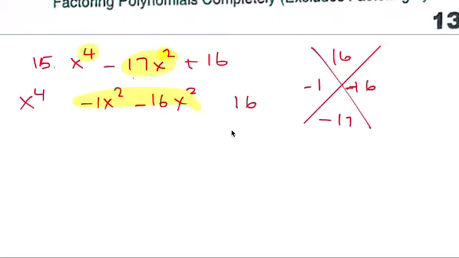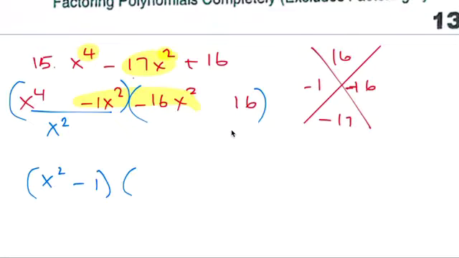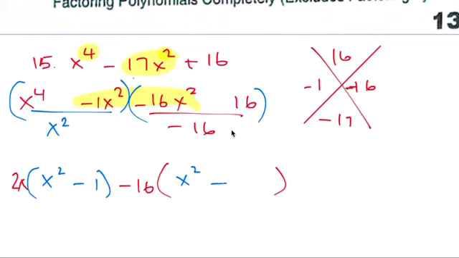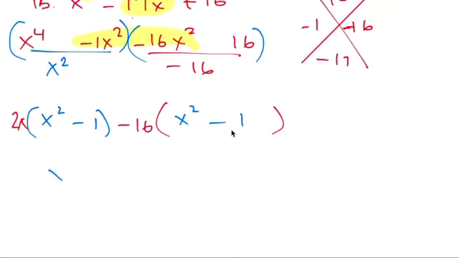And then you factor out x squared, you get x squared minus 1. And then this one here, you factor out -16, and inside you have x squared minus 1. So your factor here is x squared minus 16, and then x squared minus 1. Okay, let me see the possible.